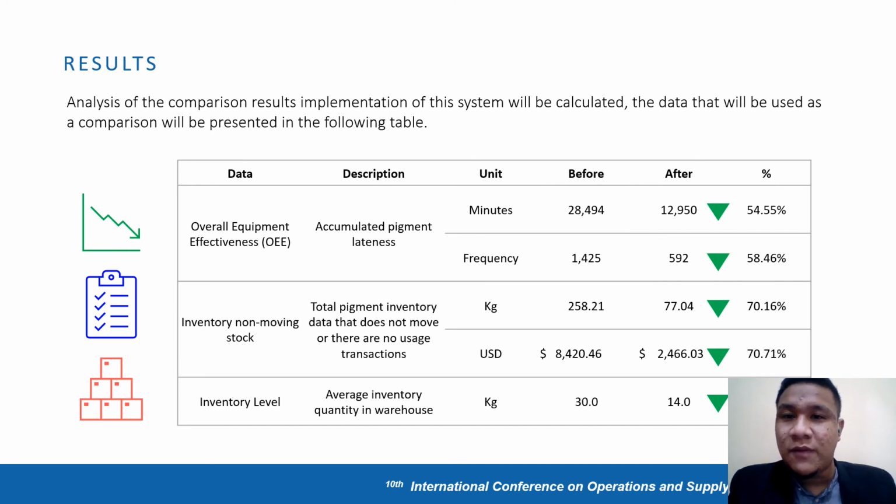And then the non-moving stock inventory also decreased, followed by total asset inventory reducing around 70%. And in terms of inventory level, the average inventory quantity in the warehouse was also reduced by 53.3%. It's because the inventory level was limited by the number of Kanban containers.